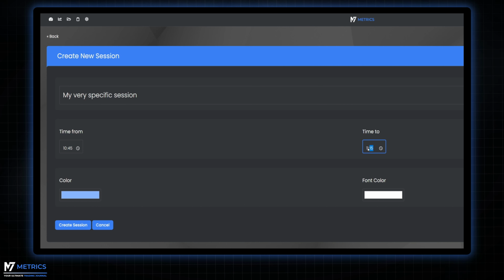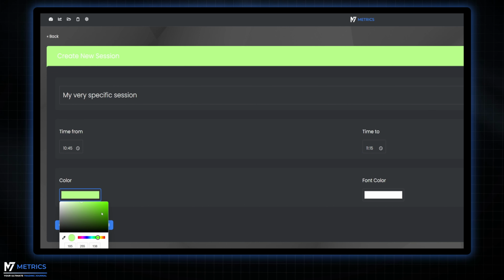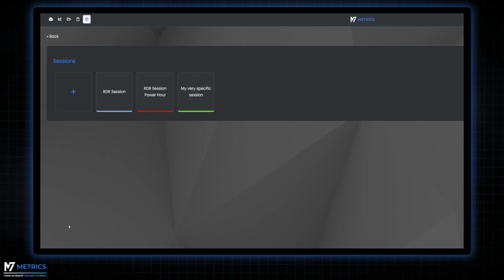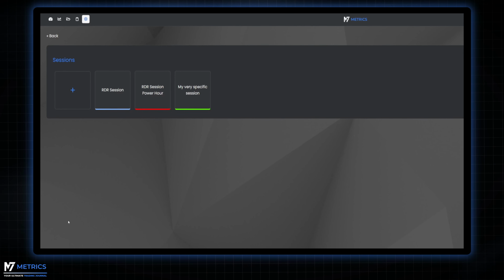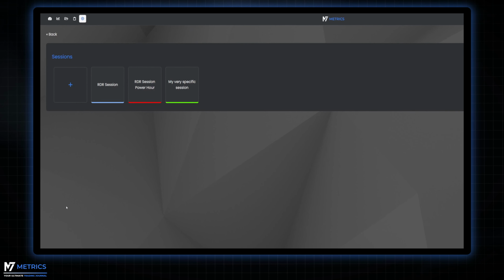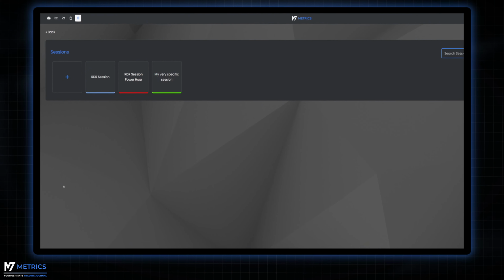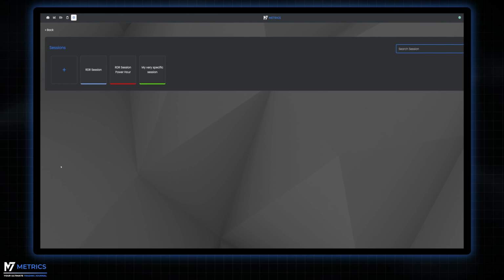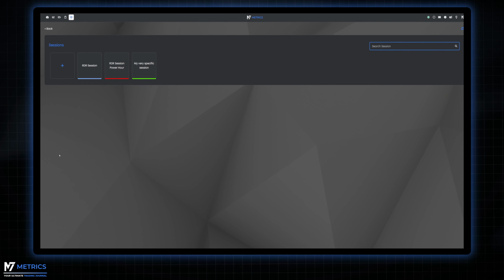Time is a crucial factor in trading, and M7 Metrics makes it easy to track and analyze this essential data point. Remember, effective session categorization can provide valuable insights into your trading performance based on time. Keep exploring and refining your strategy.